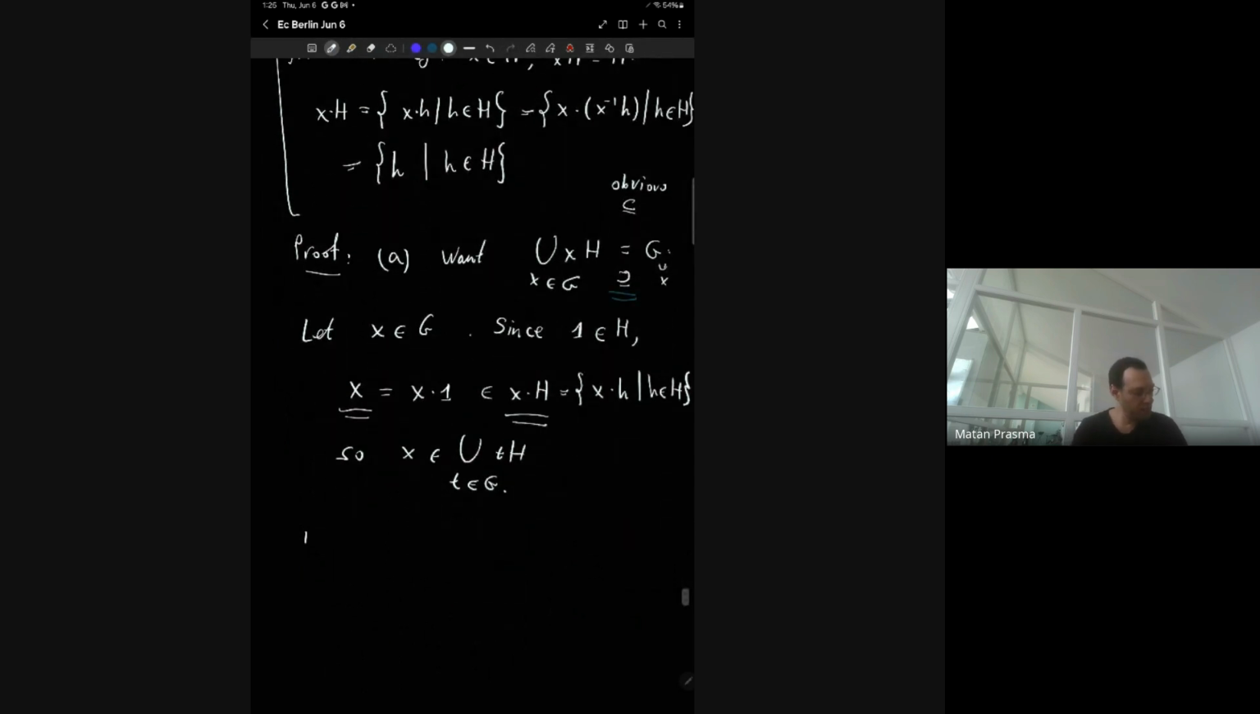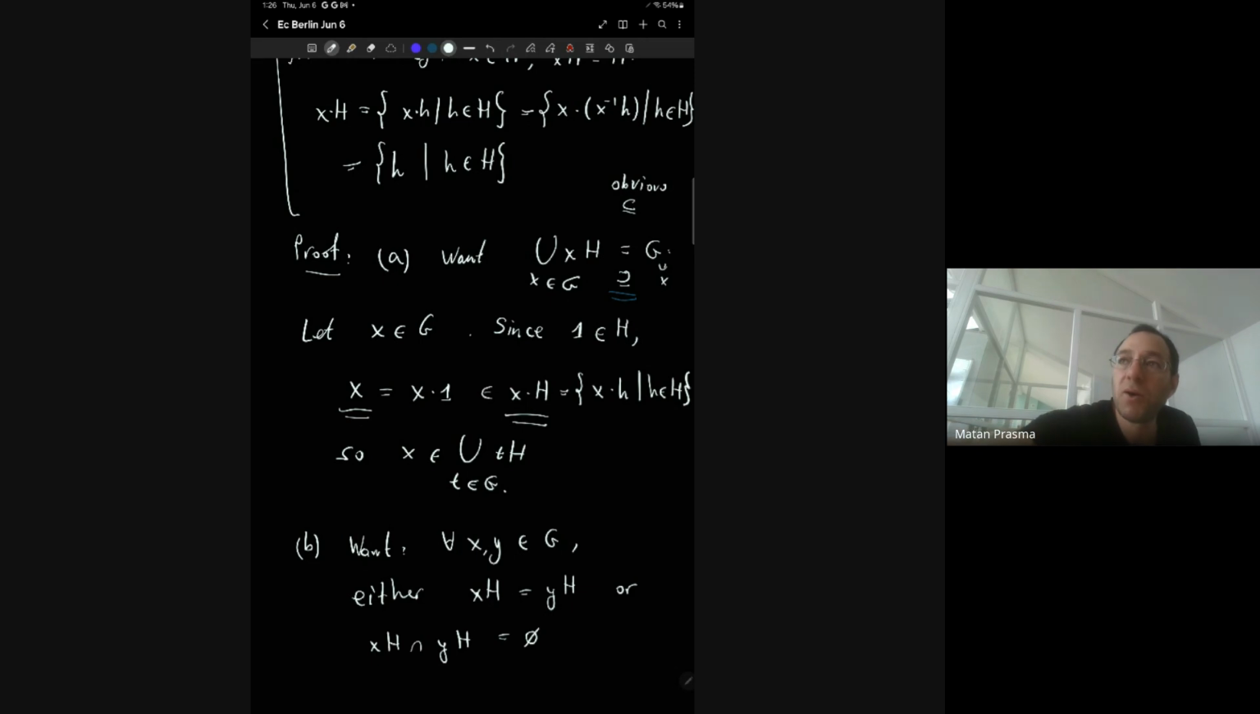Now, B. We want to show that for any x and y in G, either xH is equal to yH, or xH intersection yH is the empty set. So there could not be only partial intersection.